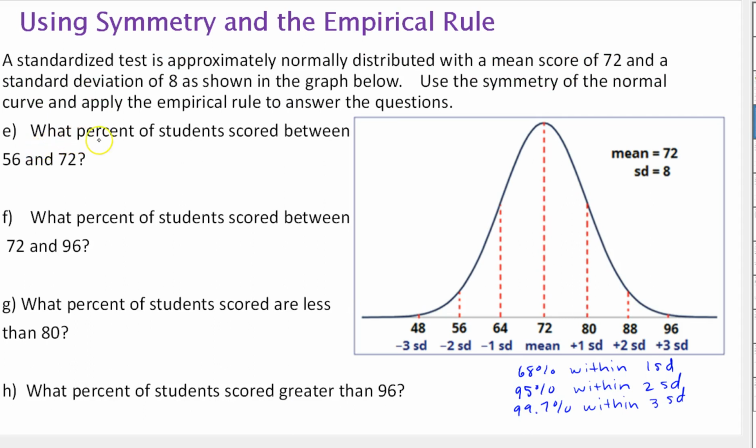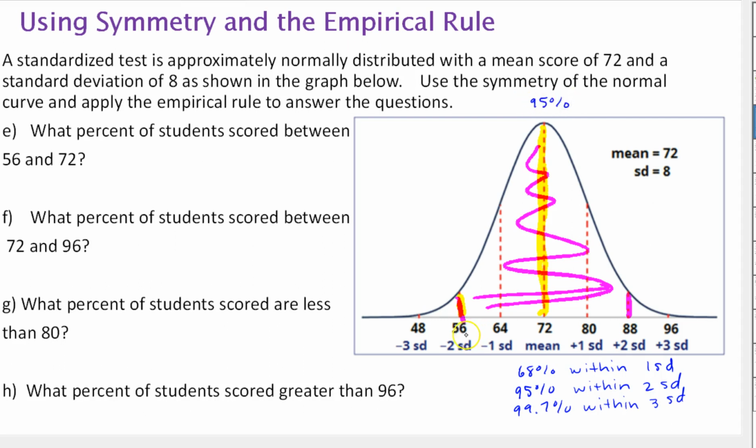In Part E, we're asked what percent of students scored between 56 and 72. So let's highlight this area. It's always good to make a little sketch so you know what you're looking for. Okay. So notice this is to the left of the mean, two standard deviations up to the mean. So we're going to use the same idea as on the last problem. We know that if we went 2 standard deviations in both directions, all of this area equals 95% by the empirical rule. So this is 95%.